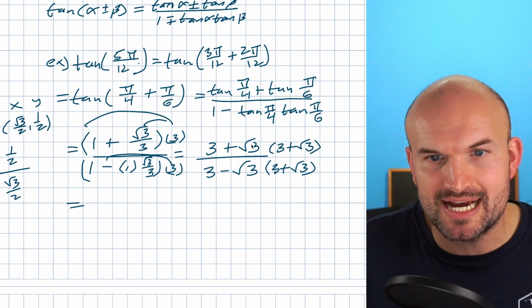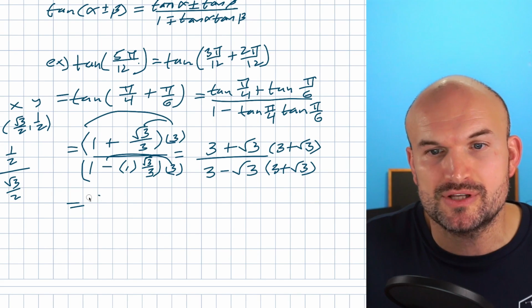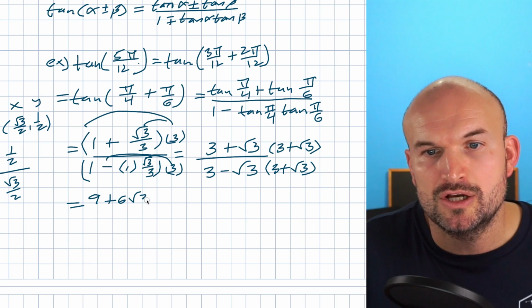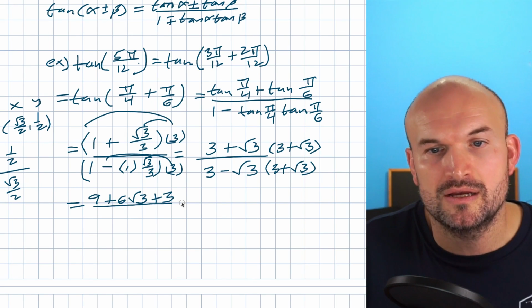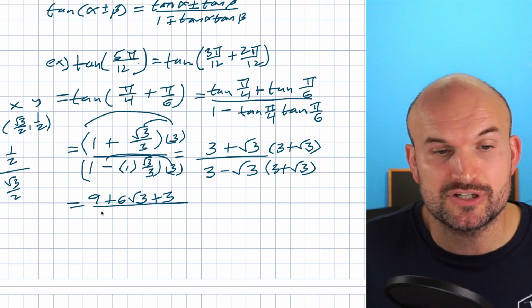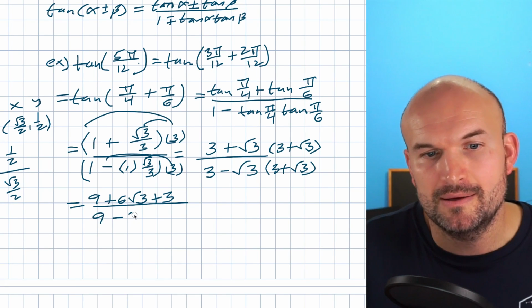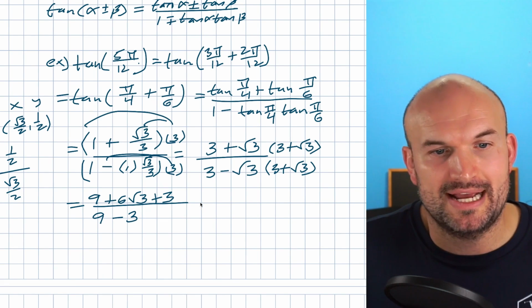Working over here on the left-hand side, this is going to be a perfect square trinomial. So that's going to be 9 plus 6 square root of 3 plus 3, all over, in this case, a difference of two squares, which is going to be 9 minus 3. Now I can just go ahead and simplify things.